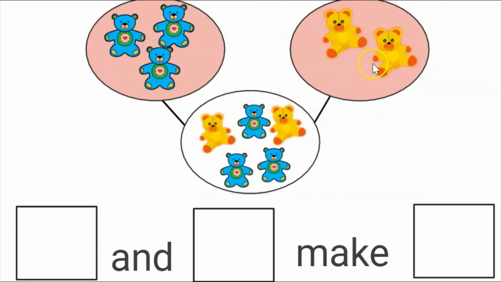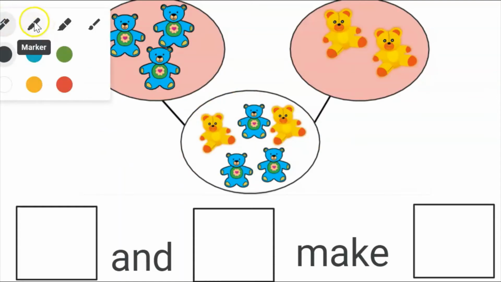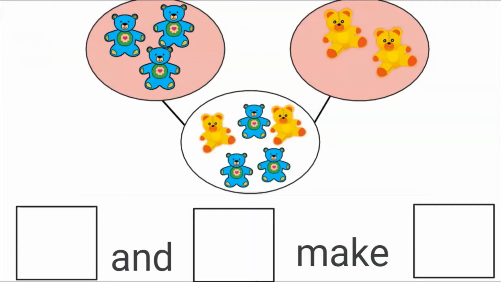3 and 2 make 5. We had 5 all together. So now we can write it in our number sentence as 3 and 2 make 5.